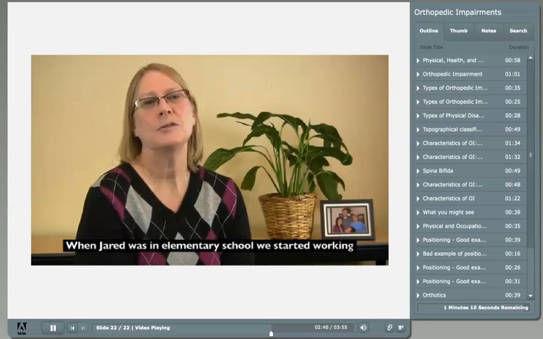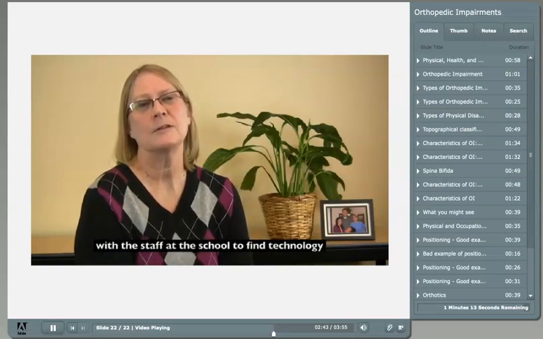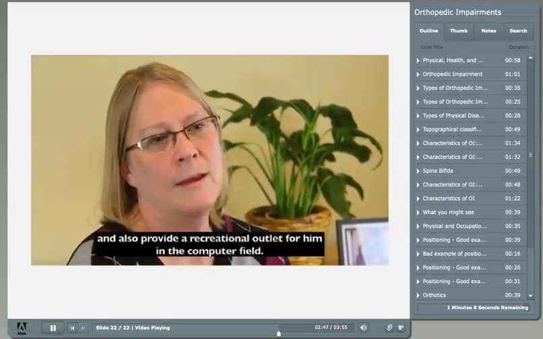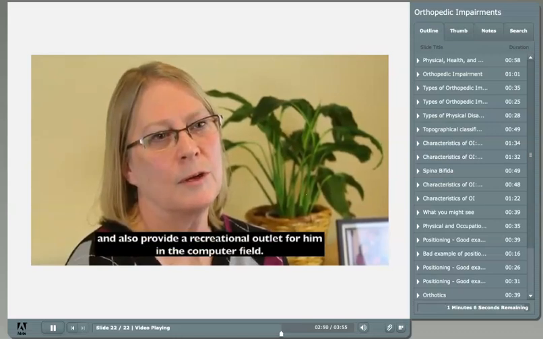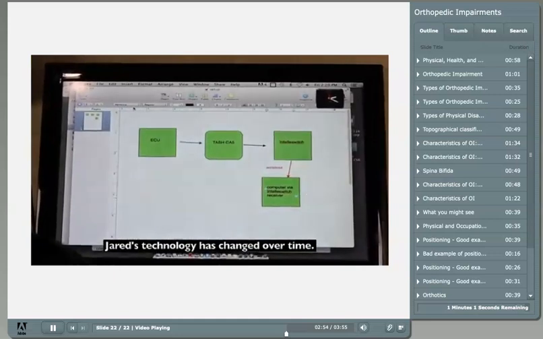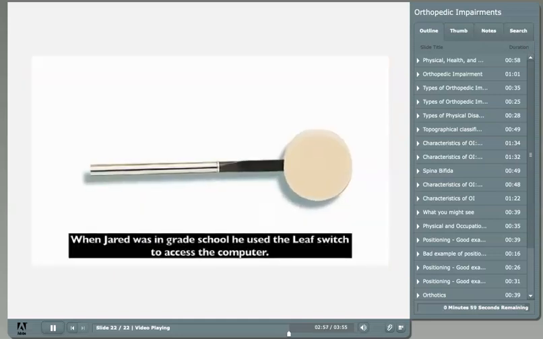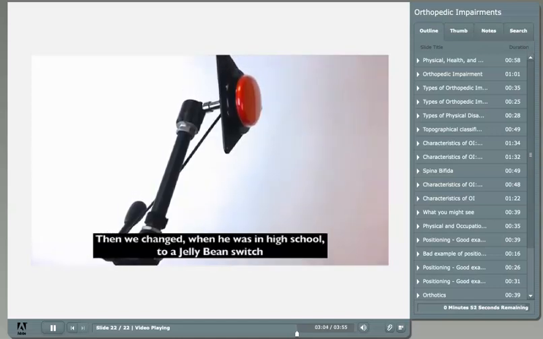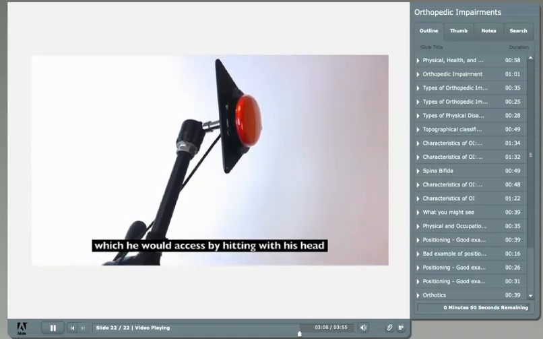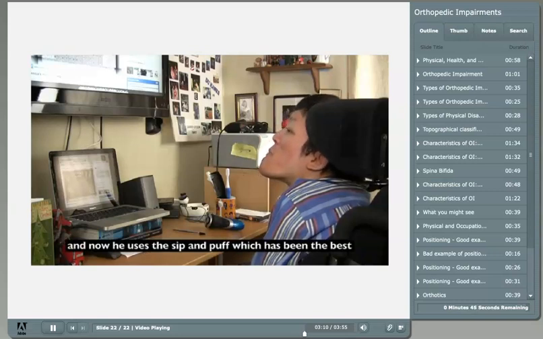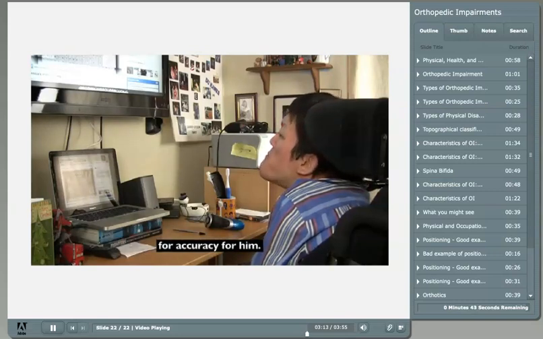When Jared was in elementary school, we started working with the staff at the school to find technology that would help make him successful and also provide a recreational outlet for him in the computer field. Jared's technology has changed over time. When Jared was in grade school, he used the leaf switch to access the computer. Then we changed when he was in high school to a jelly bean switch, which he would access by hitting with his head. And now he uses the sip and puff, which has been the best for accuracy for him.